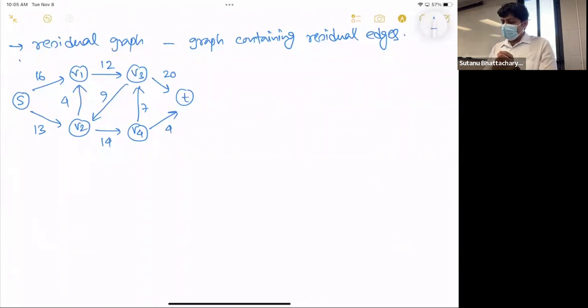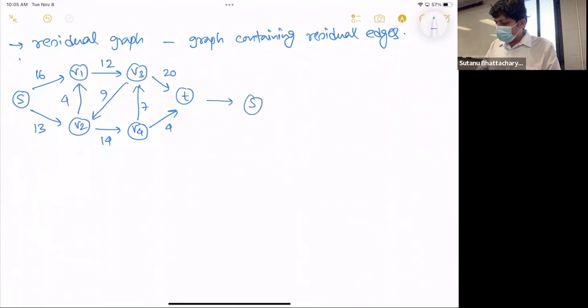Okay. So first thing, initially this is the graph and you are not sending any liquid. So what is the current flow? 0. So assume that in the beginning the flow is 0. Okay. So we'll first draw the residual graph. So from this point, we'll draw the residual graph. So I need to draw the same graph again.